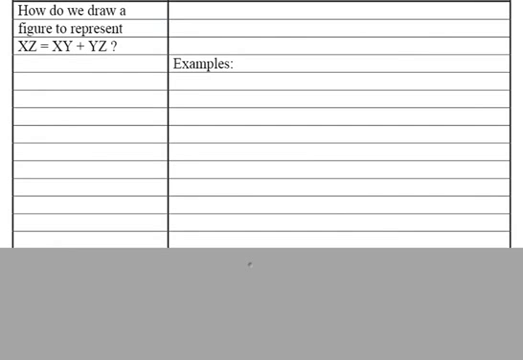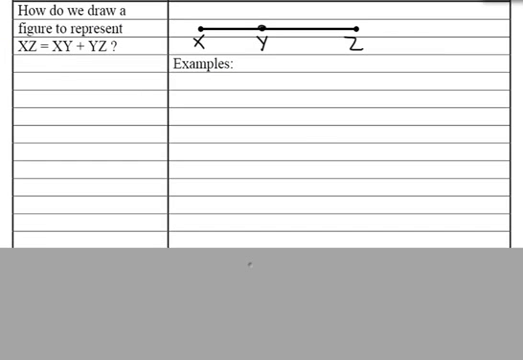So now we're going to get into the math of geometry. We first have to know how to represent figures if they're given to us symbolically. So how do we draw a figure to represent XZ equals XY plus YZ? Well, if you have 2 capital letters, they represent 2 points, and 2 points are going to represent a line segment. So XZ is going to be the whole line segment, XZ, and XZ is made up of XY, so XY is somewhere in here is a Y, plus YZ. So this is the picture that represents this equation.